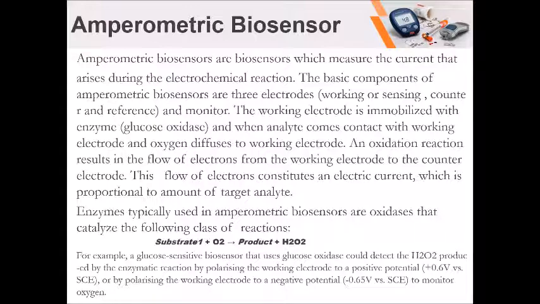The working electrode is immobilized with the enzyme such as glucose oxidase, and when analyte comes in contact with the working electrode, and oxygen diffuses to the working electrode, the oxidation reaction results in the flow of electrons from the working electrode to counter electrode. This flow of electrons constitutes an electric current which is proportional to the amount of target analyte. Enzymes typically used in amperometric biosensor are oxidases that catalyze the following class of reaction.